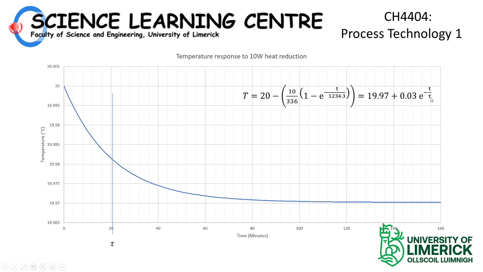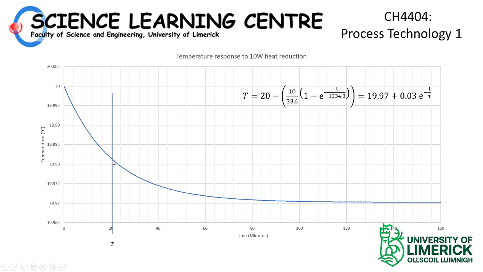Tau is our time constant, and what it essentially means is that every tau, measured in seconds, the curve would cover about 63% of the temperature difference it is going to cover. So it will cover 0.03 degrees Celsius.